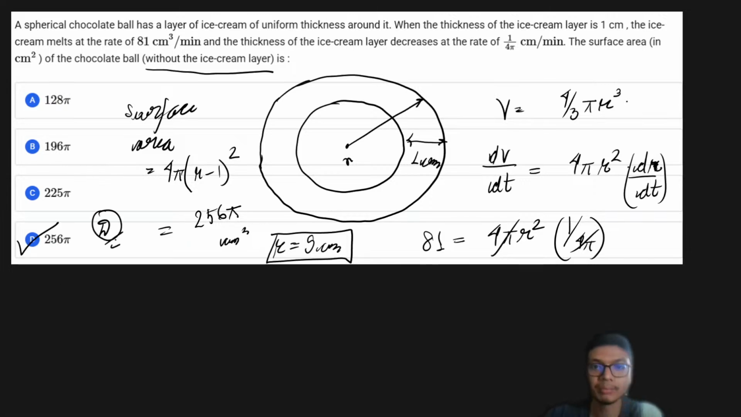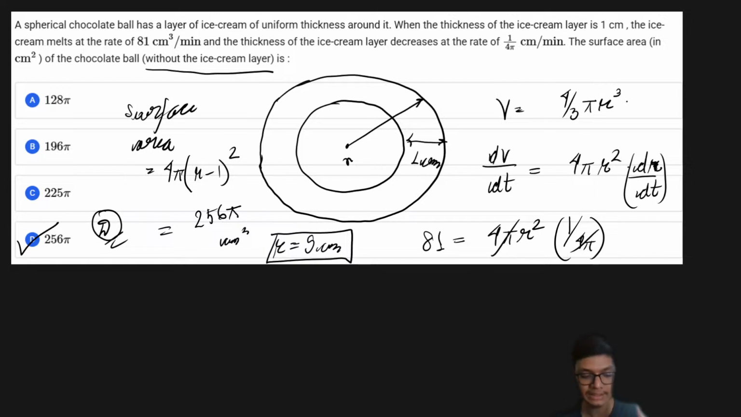So I hope this problem is very simple. It's just a simple question where we have to relate the volume with respect to the radius, and once we differentiate or take the rate of change of volume with respect to time, we are going to get the answer, because we have the data and we just need to substitute the values to get the radius of the spherical chocolate with the ice cream. Okay, so this is the question, a very simple question.